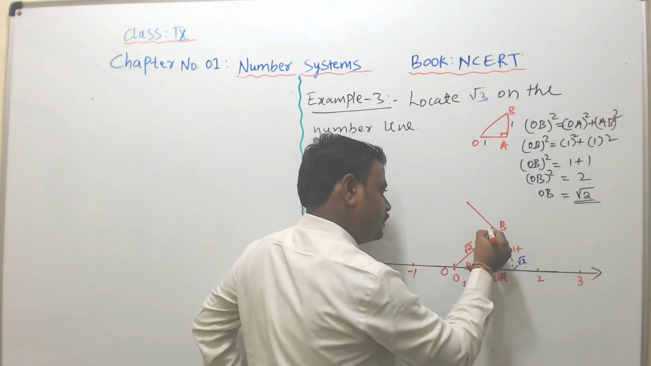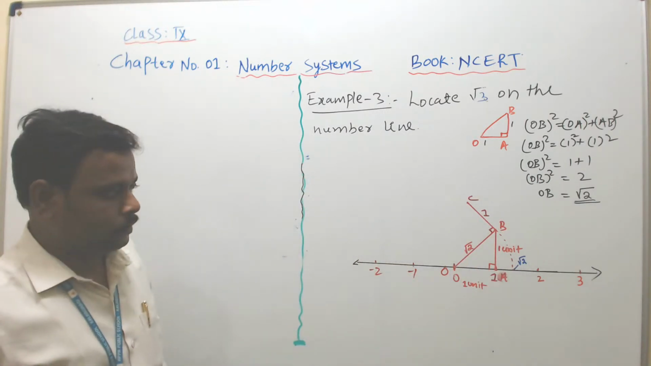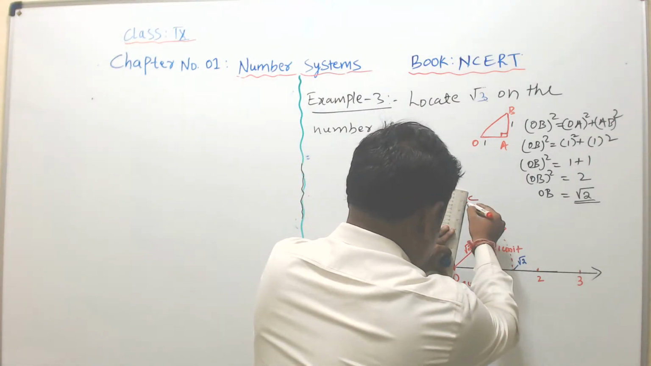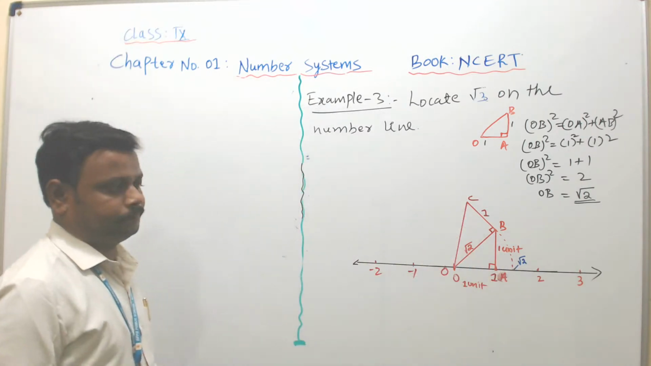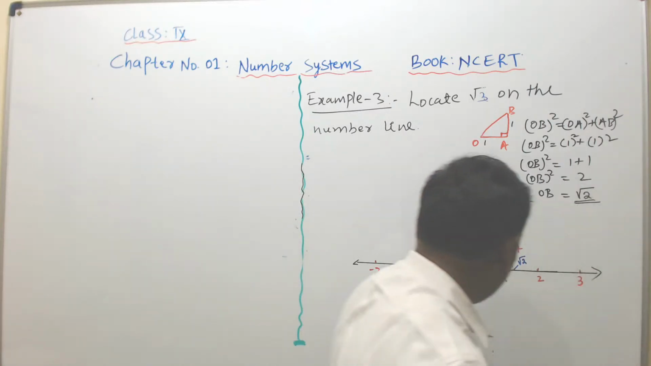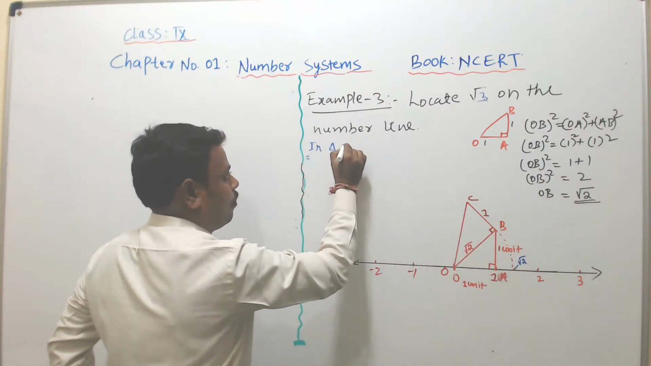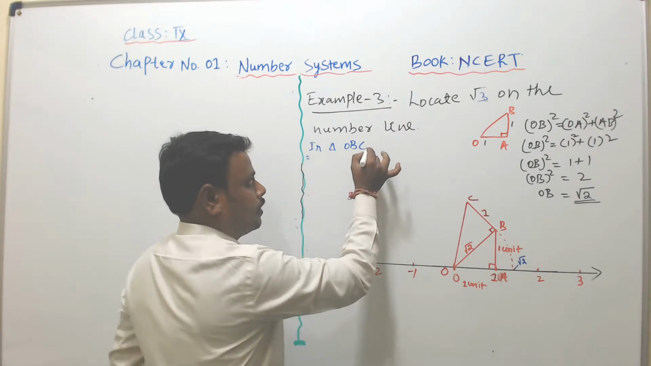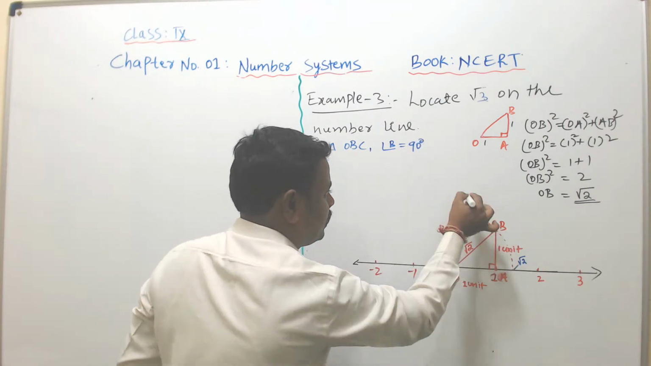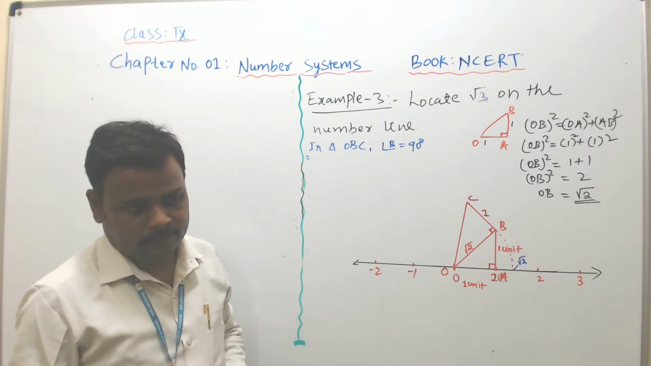Perpendicular. So that is also 1 unit. We can call it C. Now we have to join O to C. When we join O to C, in triangle OBC, angle B is equal to 90 degrees. Means triangle OBC is a right angle triangle.